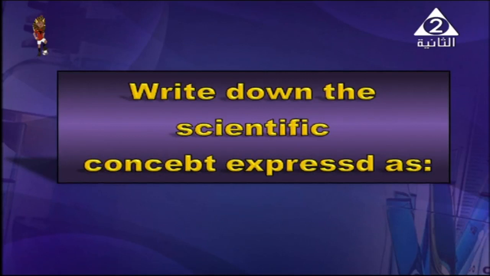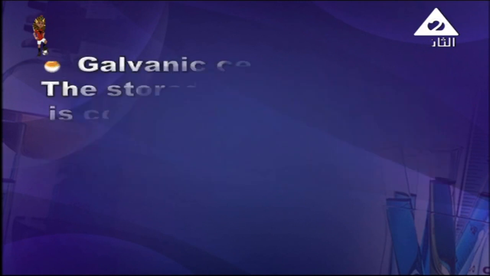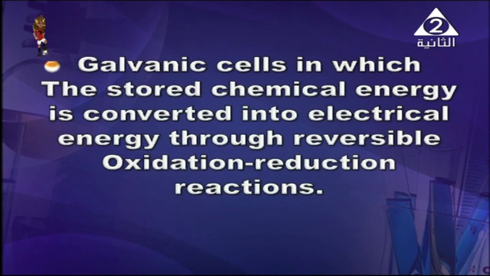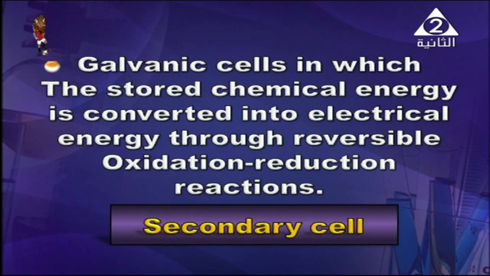The first question, as you see: write down the scientific concept expressed as. When I say galvanic cells in which the stored chemical energy is converted into electrical energy through reversible oxidation and reduction reactions, do you know what this means? Yes, we know. It's a secondary cell.